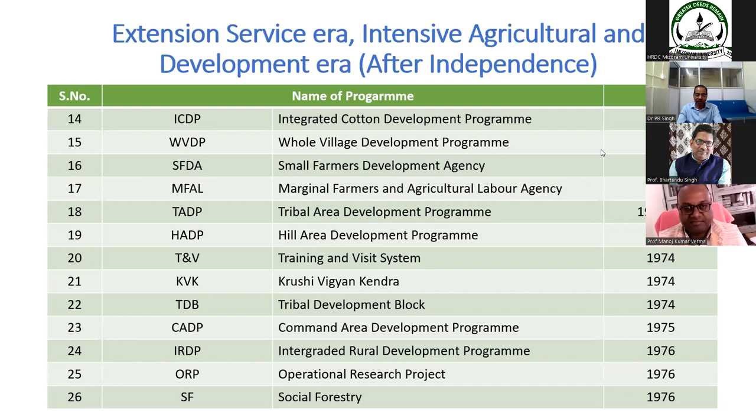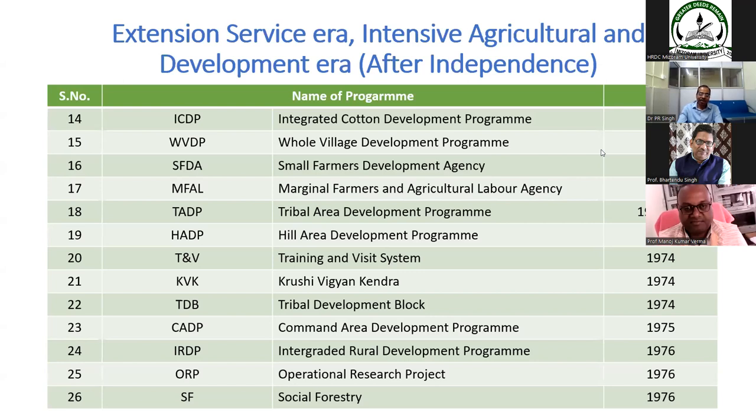Then in the year 1974, we started the Training and Visit system. That is a very big system. Training and Visit means we provide training to the farmers in a particular center, and regular visits to the center, to see how they can implement the technology transferred by the centers. For supporting the Training and Visit system, there was the Krushi Vigyan Kendra. First the name was Krushi, then it was converted to Krishi, K-R-I-S-H-I. Earlier it started as Krushi Vigyan Kendra. It's a Maharashtrian term, Krushi.